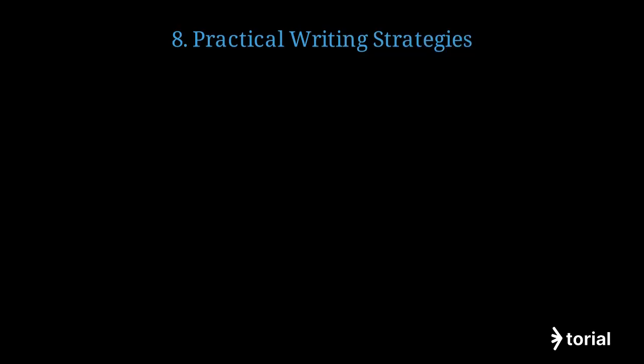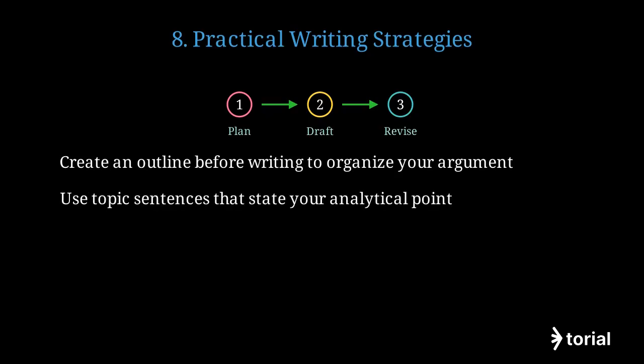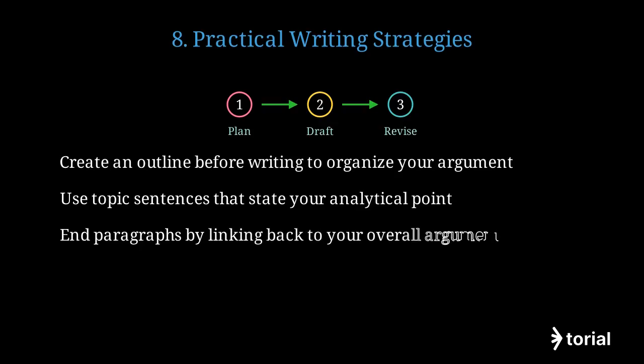Use these practical strategies to improve your critical writing immediately. Follow a 3-stage process. Plan your argument structure. Draft without worrying about perfection, then revise critically. Always create an outline before writing to organize your main arguments and supporting evidence logically. Each paragraph should begin with a clear topic sentence that states your analytical point, not just a fact. Conclude each paragraph by explicitly linking your analysis back to your overall thesis or argument.